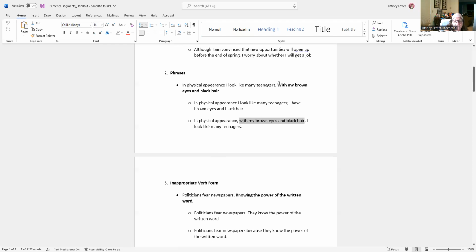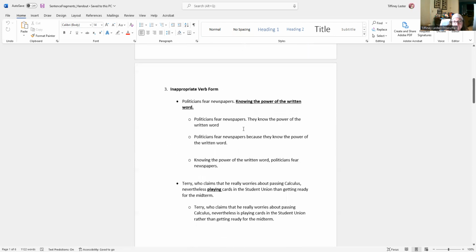So, phrases. Very common way to end up with a sentence fragment. It is an idea that we have that is directly related to the complete sentence we have typed. But instead of incorporating it into that sentence, we just tacked it on after the fact and left it hanging out there by itself. And we can't do that. It has to be either incorporated into the sentence like it probably should be, or you could create a complete sentence out of that phrase.